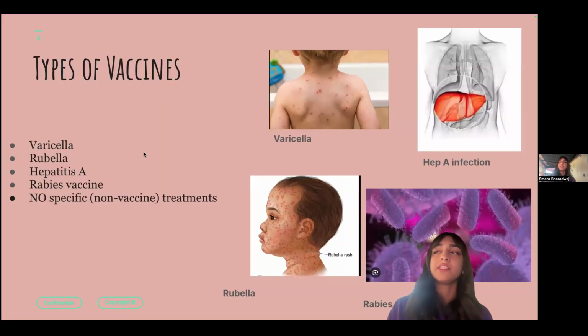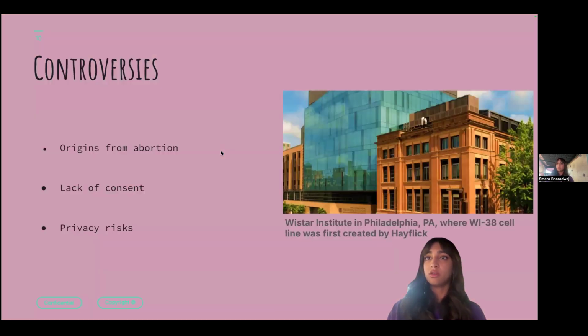And here are some of the types of vaccines that the WI38 cell line has helped create. We have varicella, rubella, hepatitis A, rabies vaccine, but we don't have any specific treatments that are non-vaccine related, but here are some images of the vaccines. And these are pretty known infections.